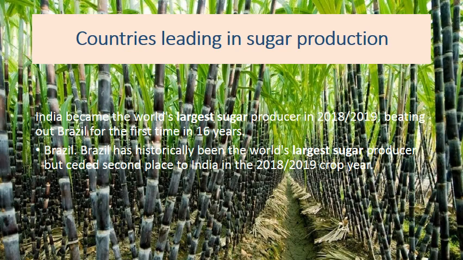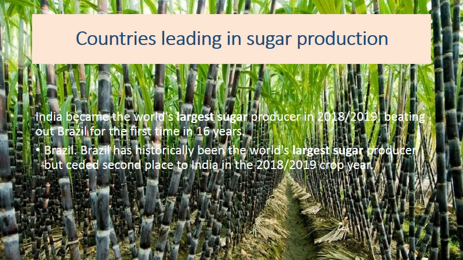Brazil and Thailand are the leading sugar exporters. India has become the world's largest sugar producer in 2018-2019, beating out Brazil for the first time in 16 years.